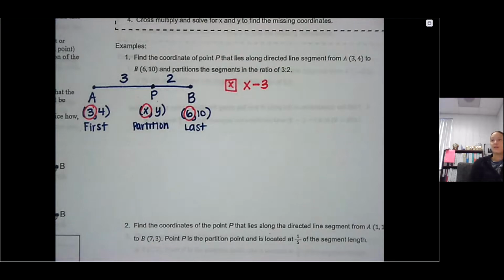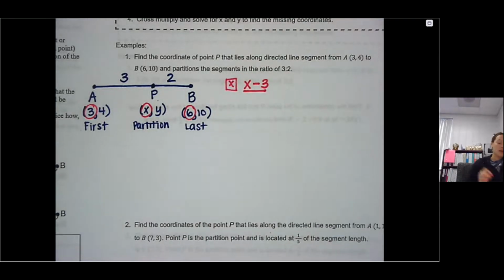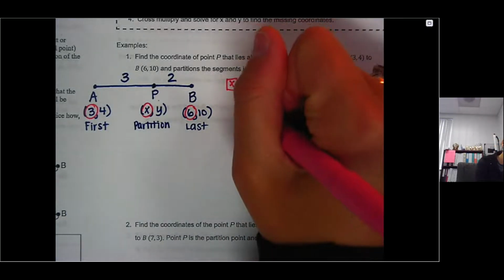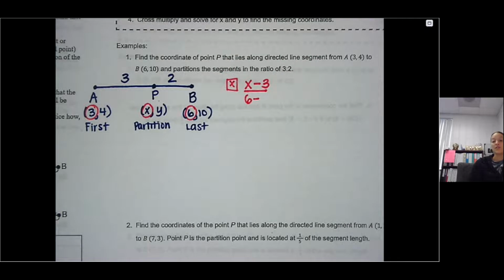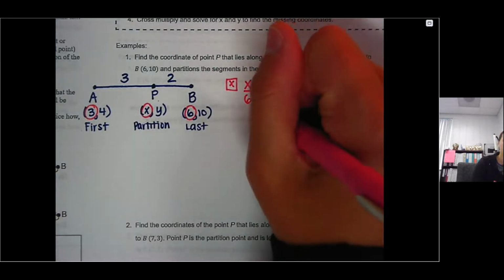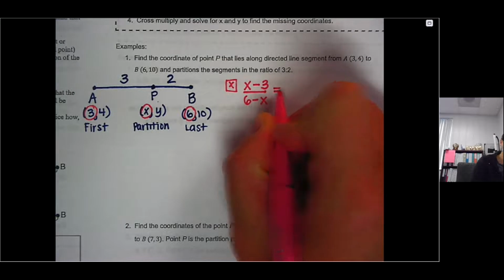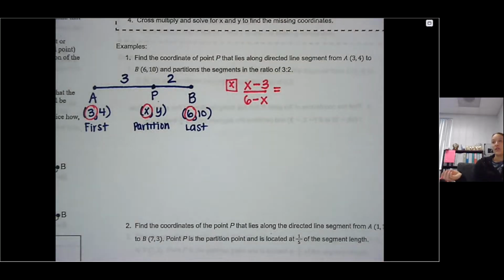Partition point minus my first point over last point minus partition point. So my last point is 6, minus my partition point is X. So there's my first fraction, and I'm going to set this equal to the ratio.